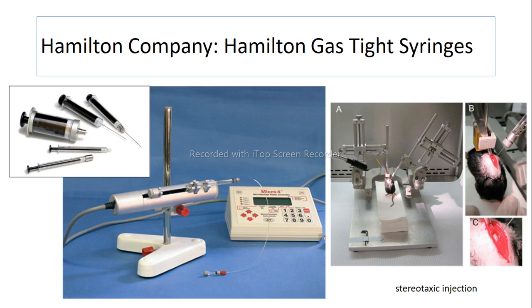Next is the Hamilton syringe. It is used with the stereotaxy apparatus. Whenever you want to do stereotaxy surgery, when you want to inject your drug or chemical compound directly into the brain of a particular animal, this syringe is used there.